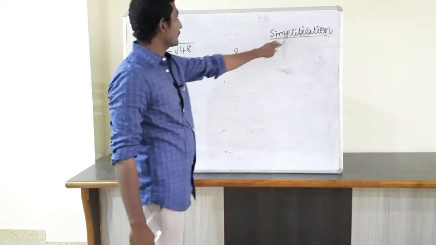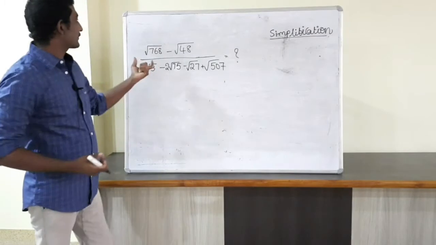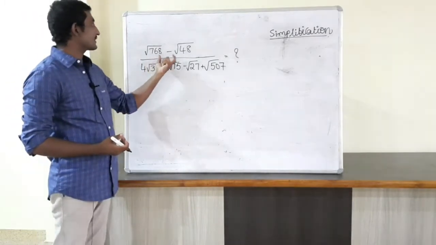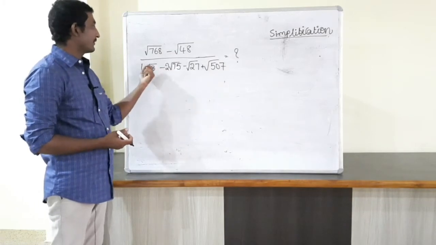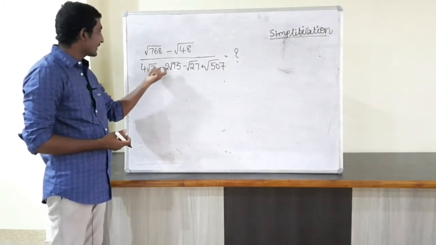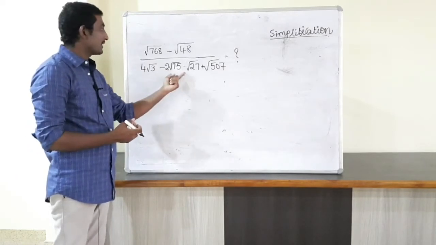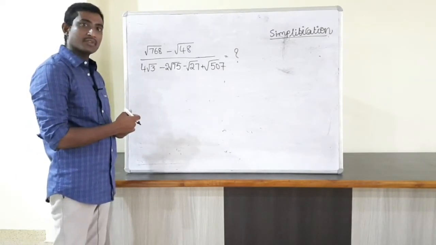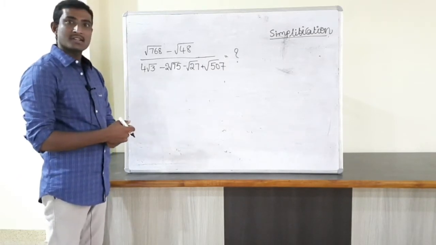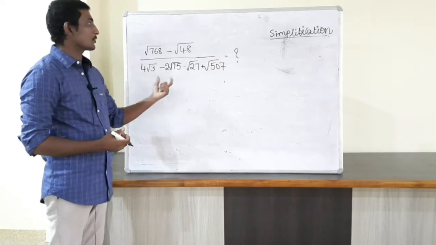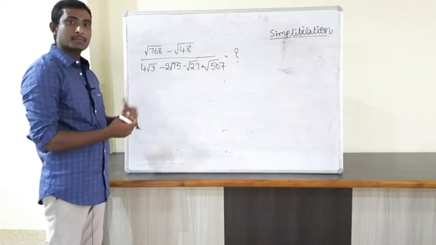Next, one of the questions from the simplification chapter. See the question: square root of 768 minus square root of 48 divided by 4 root 3 minus 2 root 75 minus square root of 27 plus square root of 507. So, this is the question. What is the answer? How can we do this problem easily?